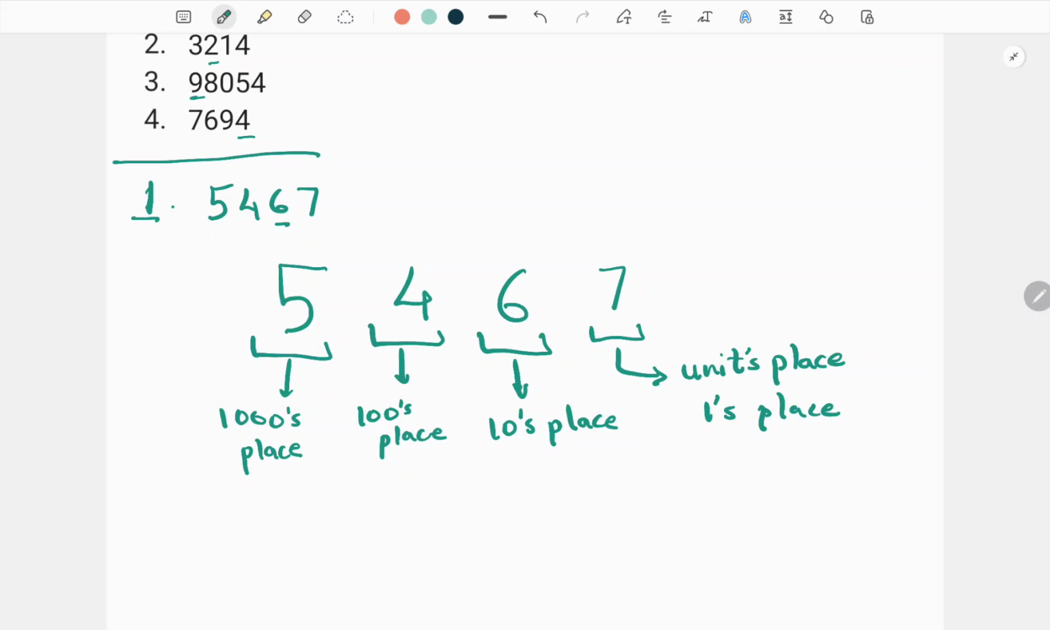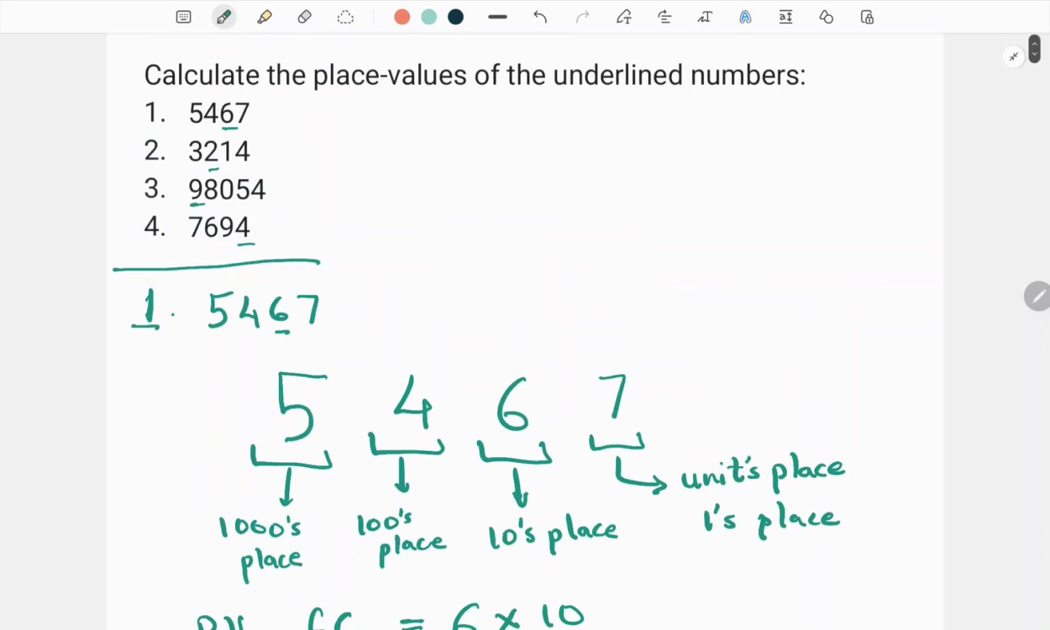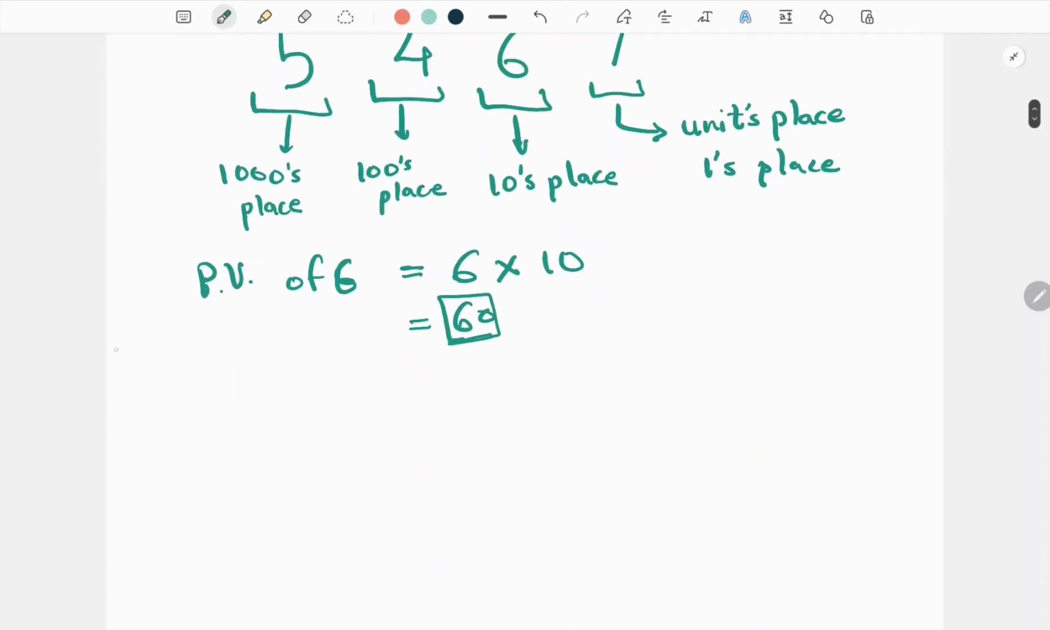So the place value of this number 6, let's call it PV of 6, is actually 6 times the value of its place, which is 10, which is 60. So the place value of 6 is 60. Let's take another example here.